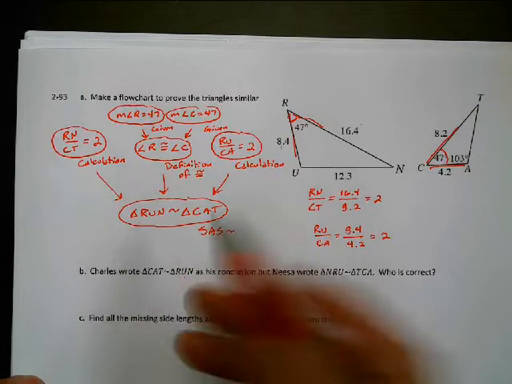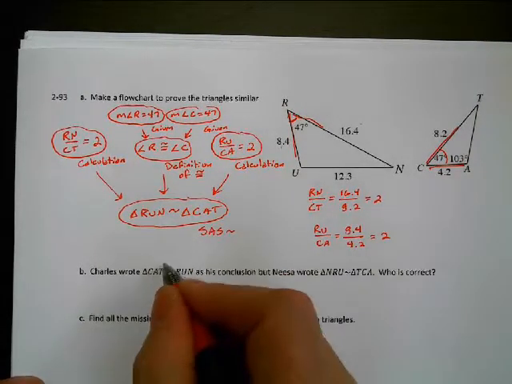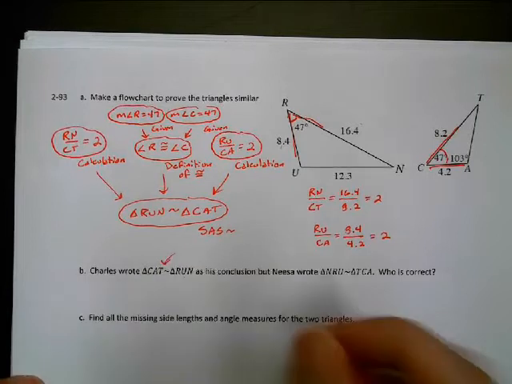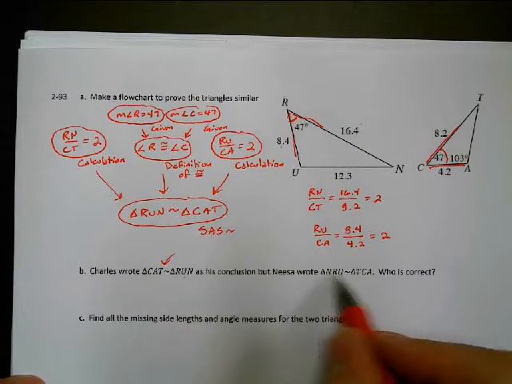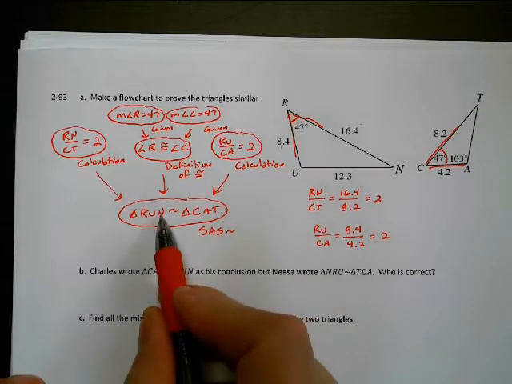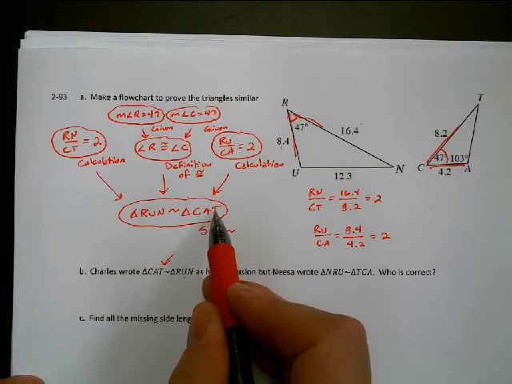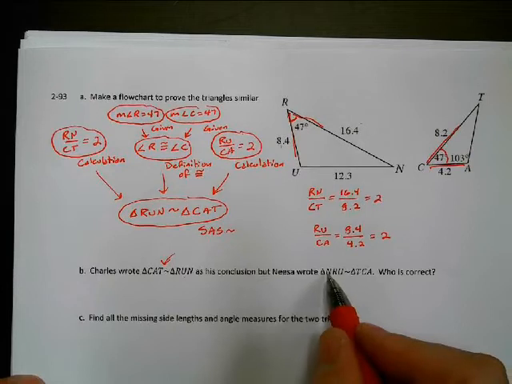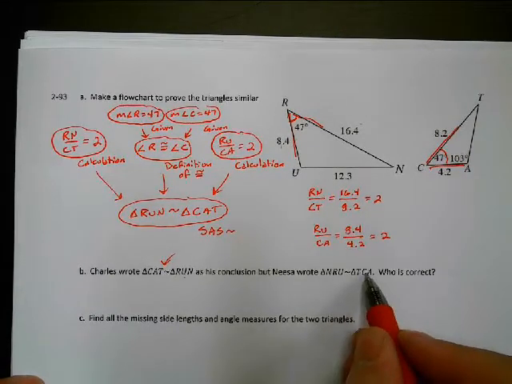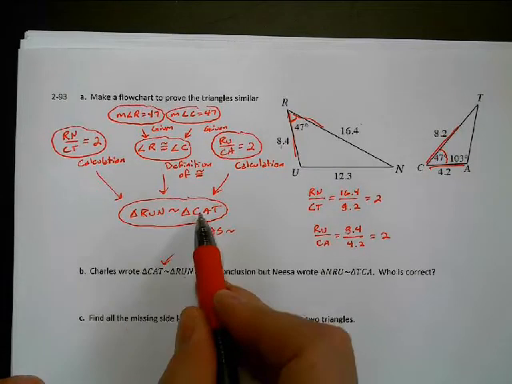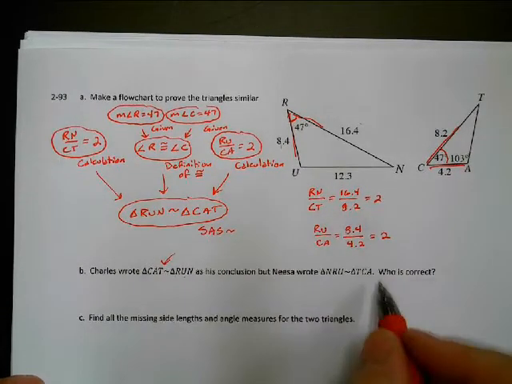Let's look at Nisa. Nisa has N corresponding with T. So N and T. Yes, those two do correspond to each other. Then she has R going with C. R does go with C, so that's right. And then she has U going with A, and U does go with A. So she's right too. They're both correct.